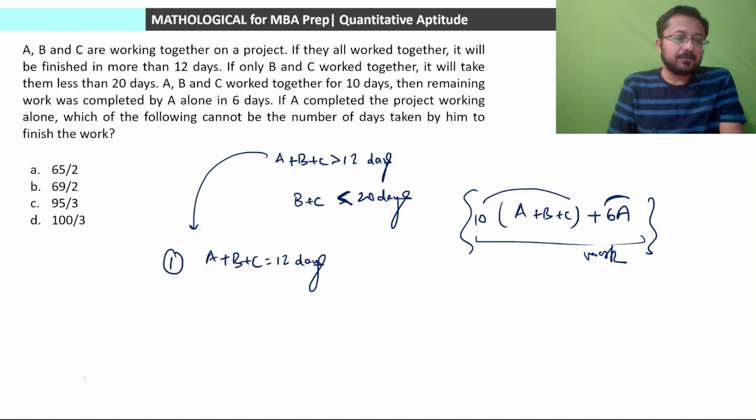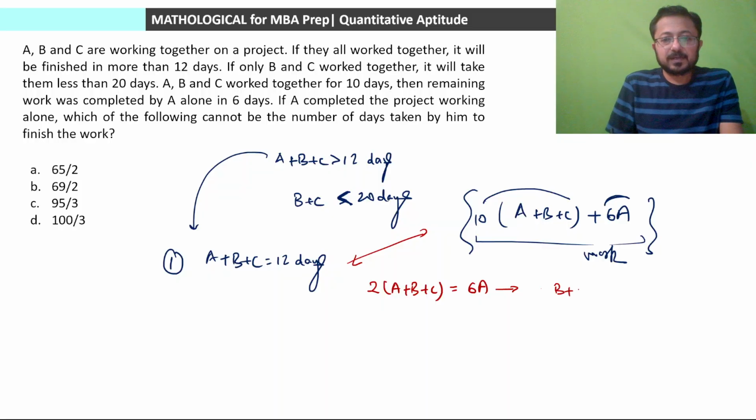तो can we, if you compare these two conditions, can we say that 2 days का work of A plus B plus C that will be equal to 6 days का work of A. Isn't it so? Because in both cases A plus B plus C have worked anyway for 10 days. ठीक है, तो यहां से हमें क्या मिल जाएगा? यहां से हमें मिल जाएगा that B plus C का work is equal to 2 days का work of A.